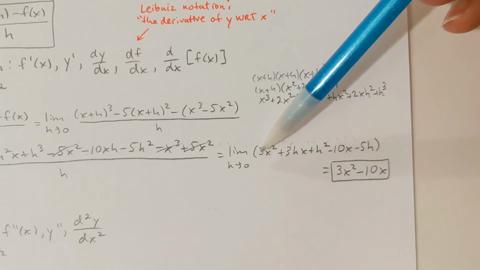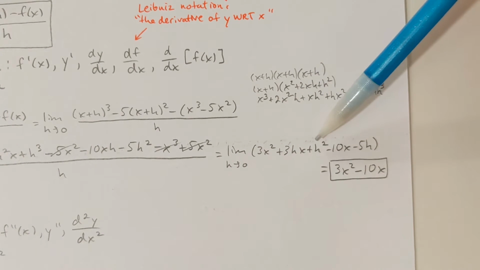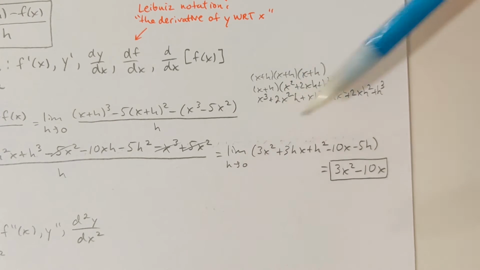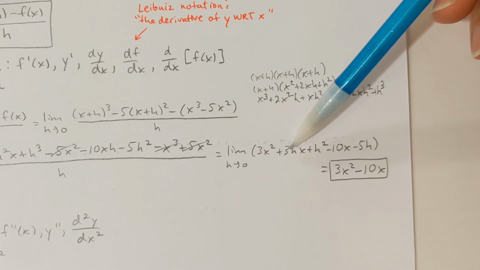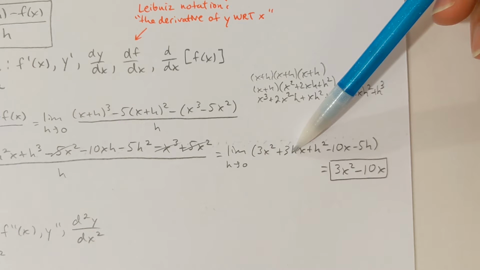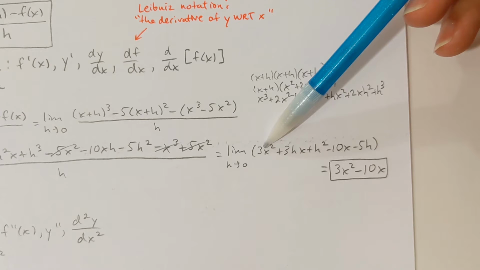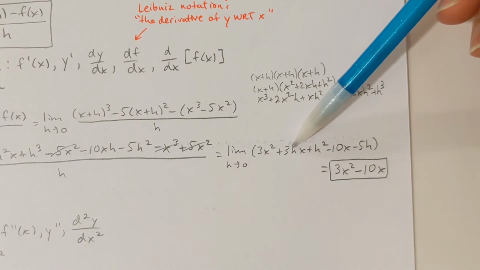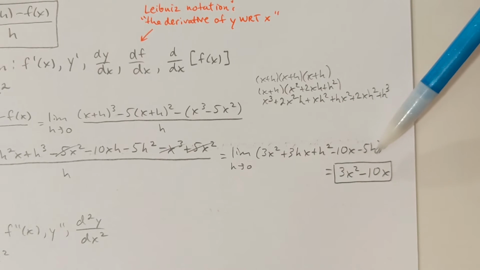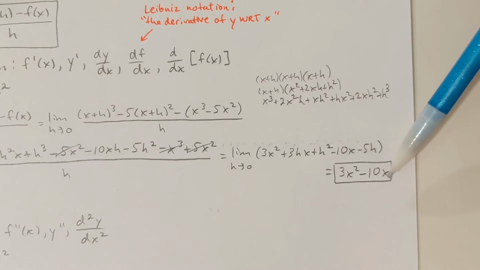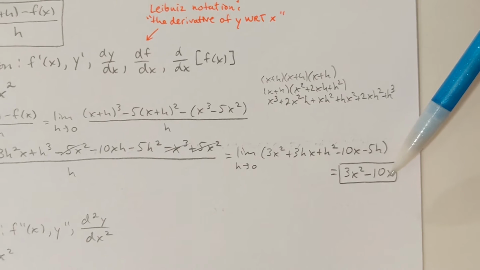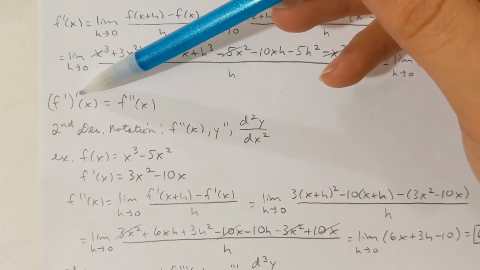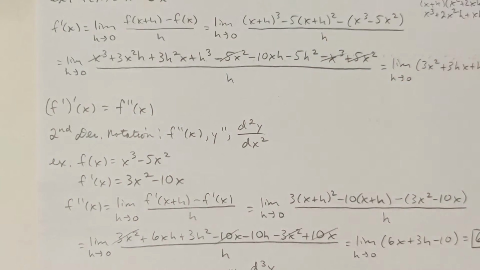And so now I can plug 0 in for h. This is a function of h, the limit that is. And so I'll go ahead and replace h with 0. And we get 3x squared minus 10x then, since these other terms would be 0. All right, and so that'd be my answer. That'd be the first derivative of f with respect to x. Now, what if I want to calculate the derivative of the first derivative of f with respect to x?